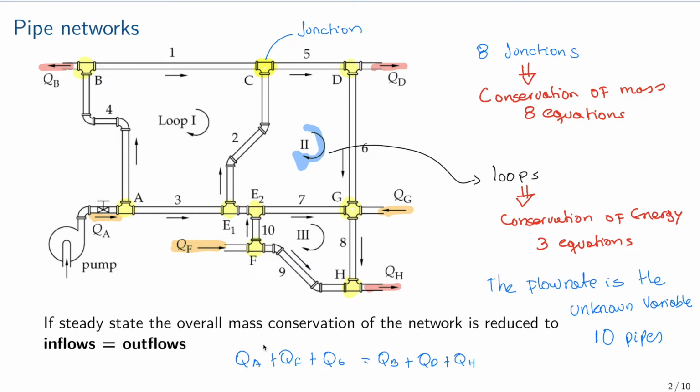have 10 equations. Okay, so if we sum very fast here, we have 8 equations from the junctions and 3 equations from the conservation of energy. So in total, you will say, well, you have 11 equations. So yes, we have 11 equations, 10 pipes. So that means that one of the equations will be redundant. And we have to learn how to identify that redundancy.